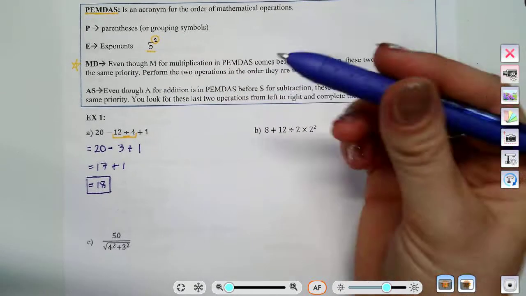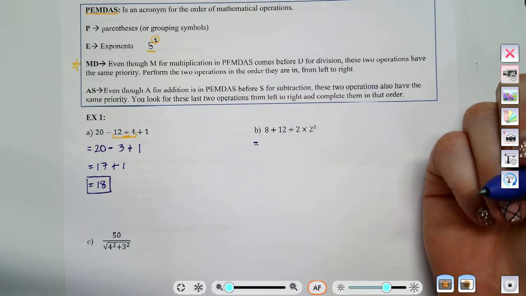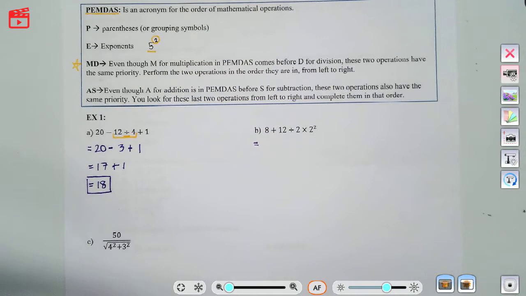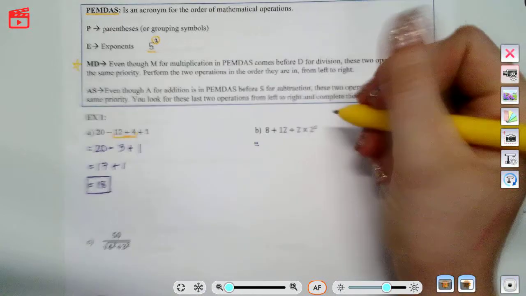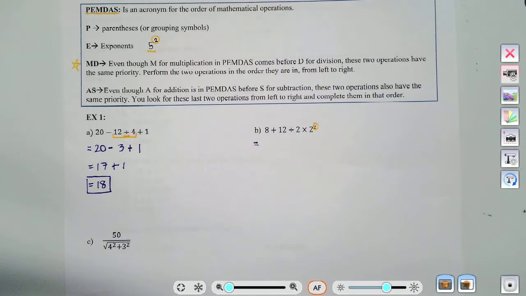All right, so next one, B. Let's see, do we have any parentheses? No. How about exponents? Aha, we do have an exponent. Right here, 2 squared. So first things first, we're going to do that. The question is, what is 2 squared?